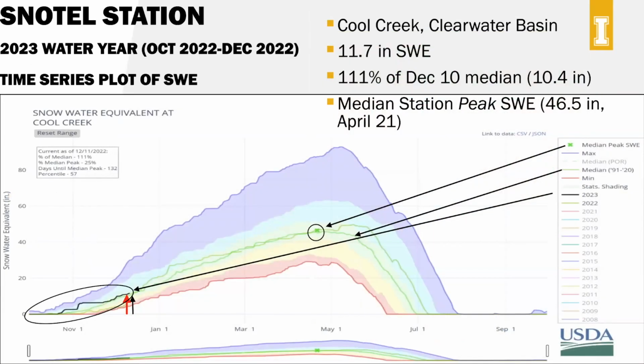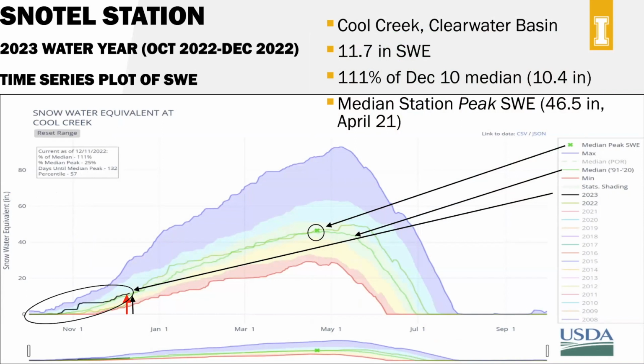Here's the time series plot of SWE of the Cool Creek Station in the Clearwater Basin, which we looked at earlier. Down in the lower left, I've encircled the black line representing the current water year SWE, which started on October 1st. The red and black arrows point to the December 10th current water year SWE, as well as the 30-year median SWE, which is the bright green line.